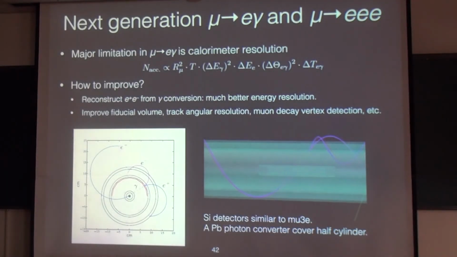So now we are asking a question: how do we improve this scenario further? Okay, so it's our group. We ask this question and try to come up with some design that can improve the current PSI proposal by a factor of 10. So for mu to e gamma, the background is the accidental background. It's proportional to photon energy resolution squared because of the particular background distribution. And so this is one of the limiting factors for the current mu to e gamma design.